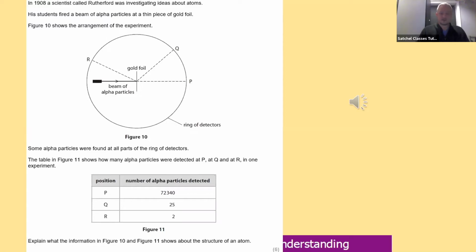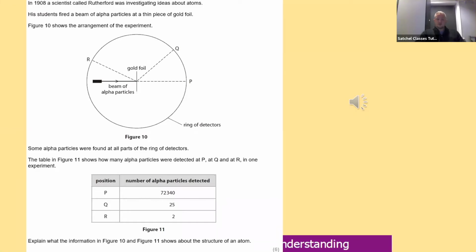It's a simplified version of the diagram that we've seen, but we've got the vacuum chamber with the ring detectors around it, as represented by the circle. Inside, the alpha source emitting a beam of alpha particles. The gold foil is the thin line at cross section to that. And then P, Q, and R, 3 points where particles are being detected. Some particles were found at all parts of the ring detectors. We've been given a table. Explain what the information in figure 10 and figure 11 shows about the structure of an atom.